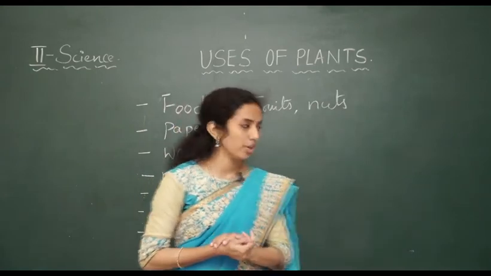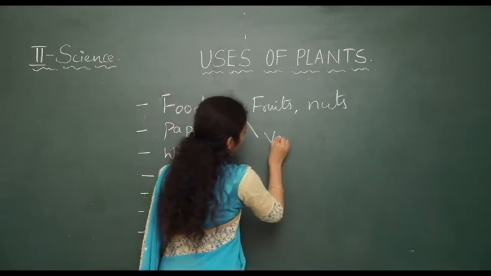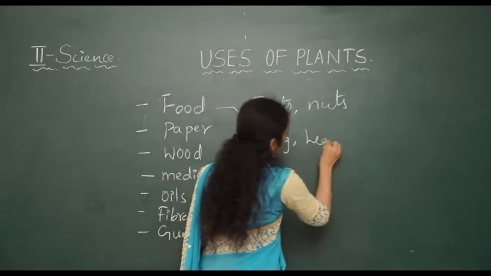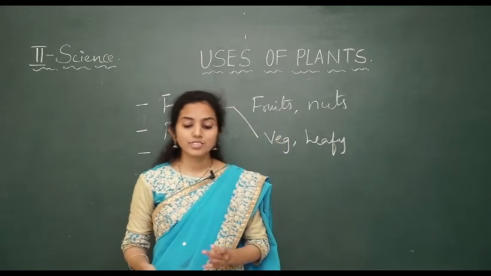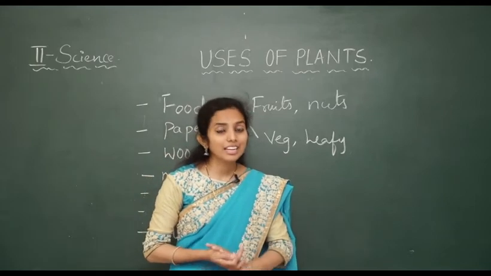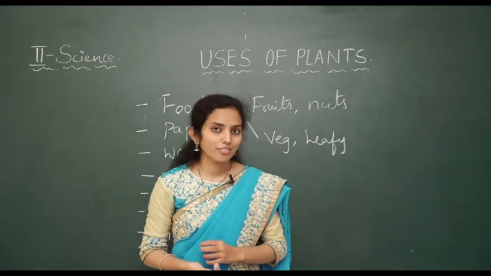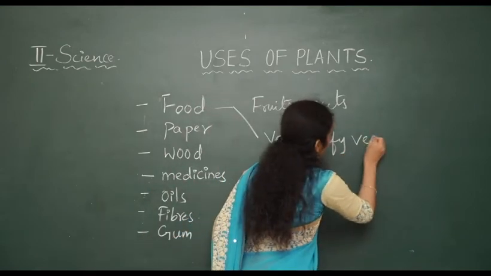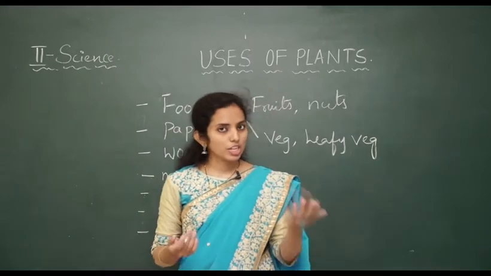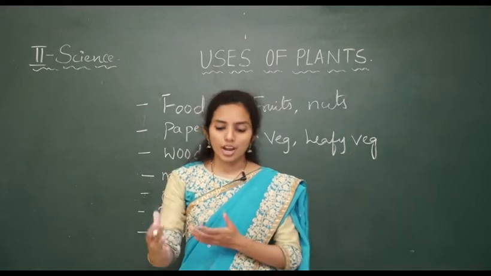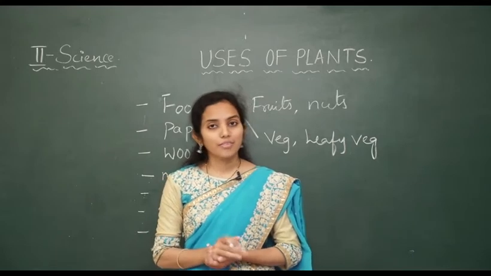Now, leafy vegetables. Vegetables are there and leafy vegetables. Coriander, spinach and curry leaves, cabbage, all these are leaves of a plant. And we eat those leaves. So we eat leafy vegetables also. Leaves of certain plants are very important, such as spinach, cabbage, coriander and curry leaves. So these are very important.